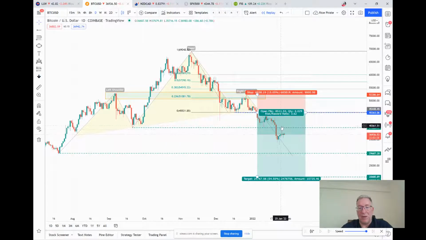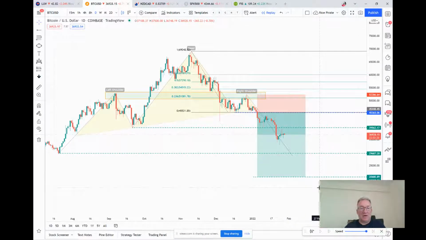So at this point, I would be out of half of my position with my stop moved to here. Okay, and now still looking at going down. So this is how it works. That's how a head and shoulders works. And you also have the opposite of a head and shoulders, which is the inverse head and shoulders.